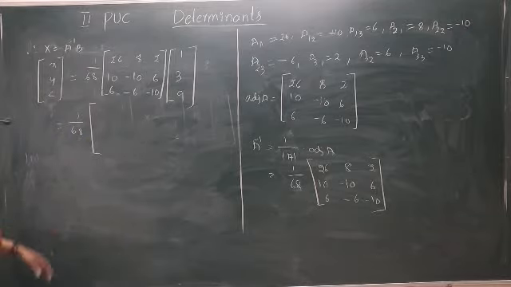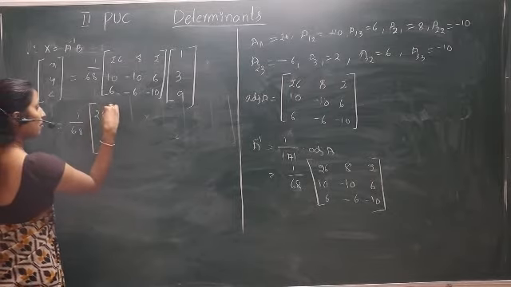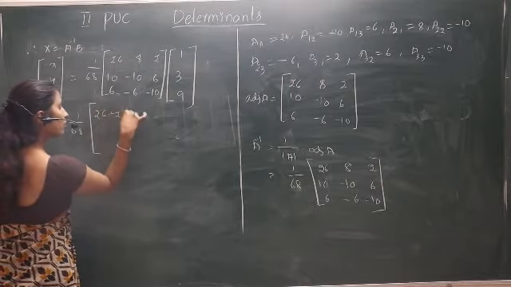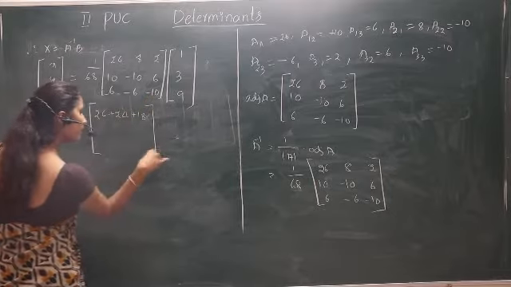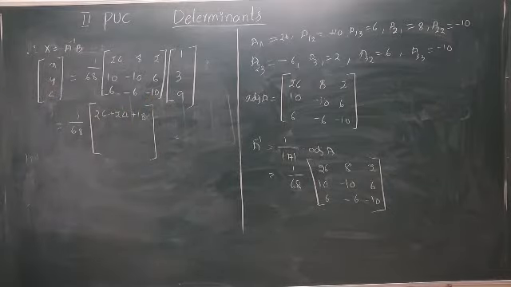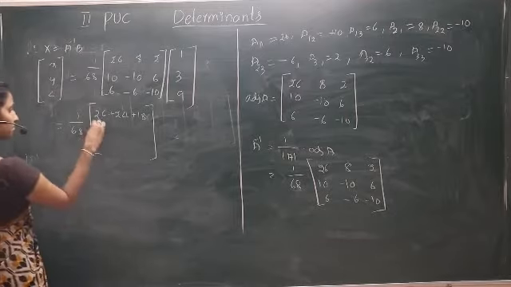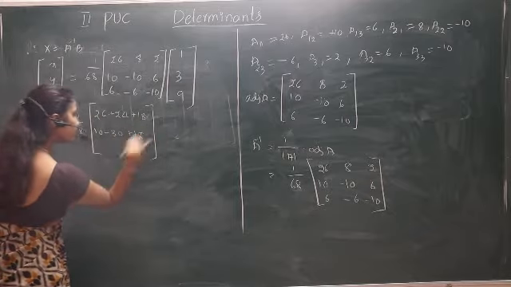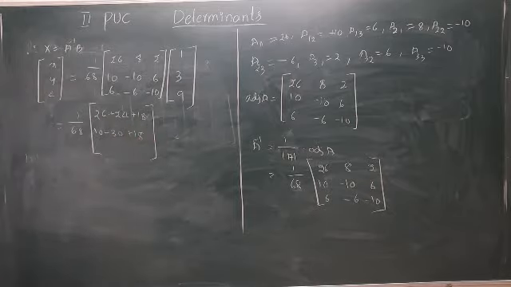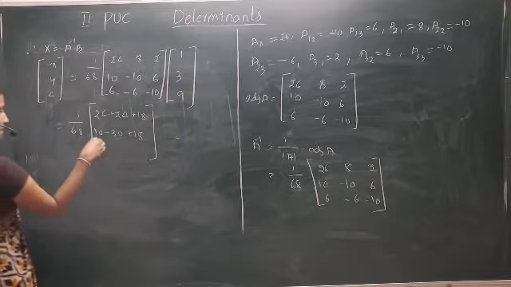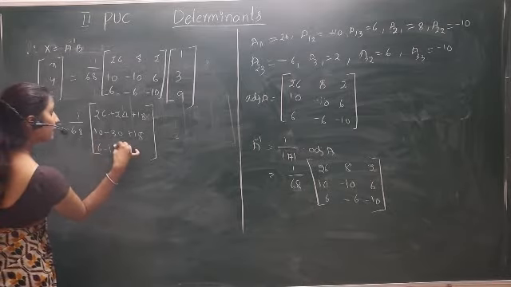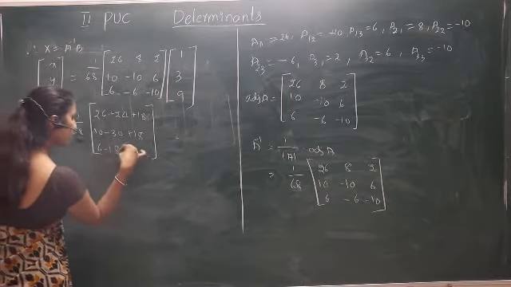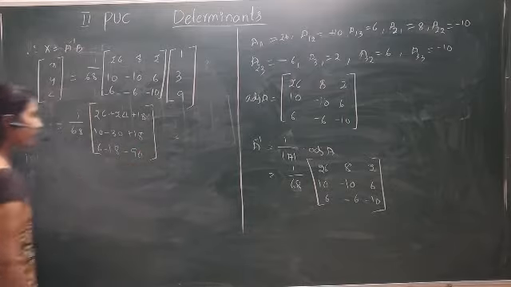So 3 by 1 means 26 plus 24 plus 18. First row, first column. Next, second row, first column: 10 minus 30 plus 18. Then the next one, third row, first column: 6 minus 18 minus 90. So this we got.